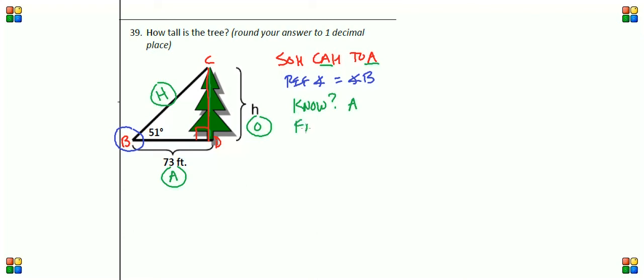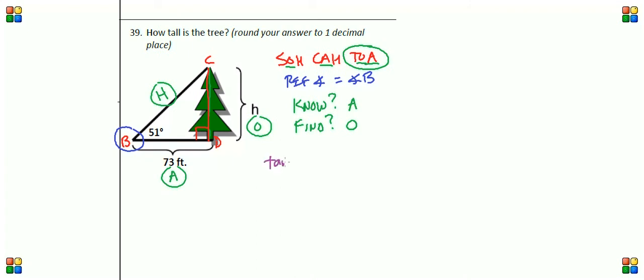Okay, and then let's ask the question, which side do we want to find? In this case, it is the height of the tree, or the value of h. That is opposite of angle B, so that's O. Let's underline O in SOH and O in TOA. You can see now that the trig function we are going to use to solve this is tangent. We can now write our equation.